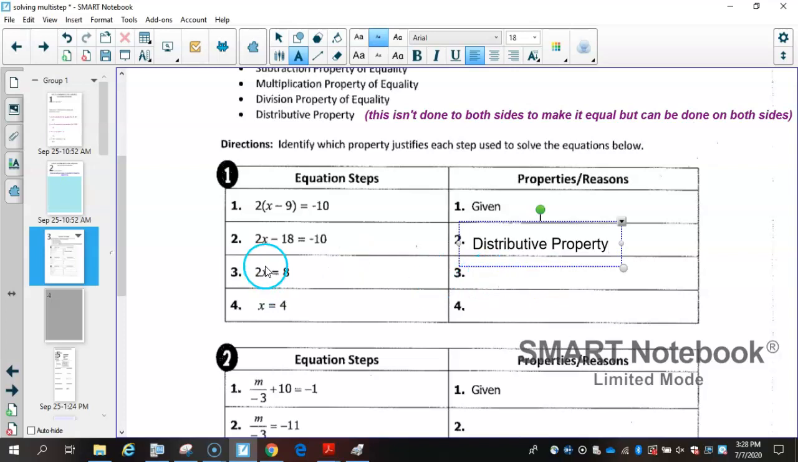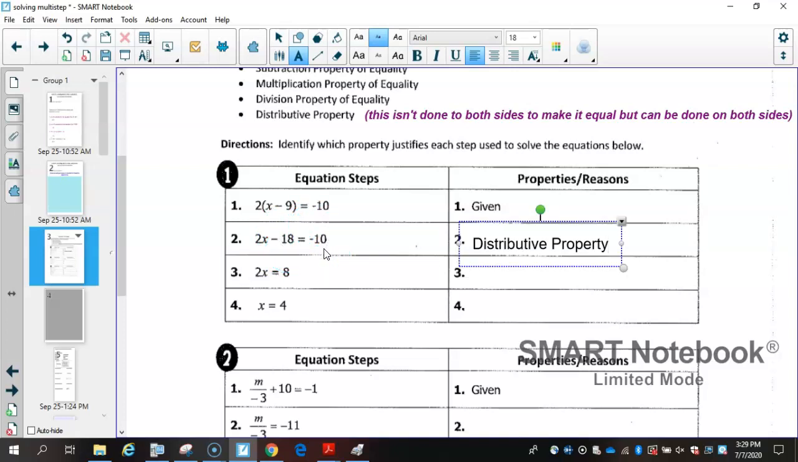Now let's look at the third step. What happened, or what changed from here to here? If you're looking at it, you should see that the negative 18 is gone. And when we are doing these properties of equality, we're doing the inverse operations, which means if this was a negative, the opposite of a negative, or opposite of subtraction, is addition. So I would have to add this 18 to the other side.